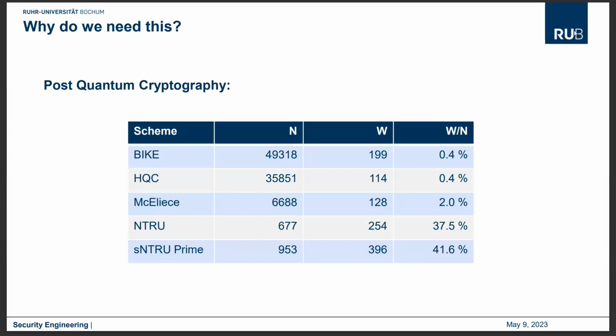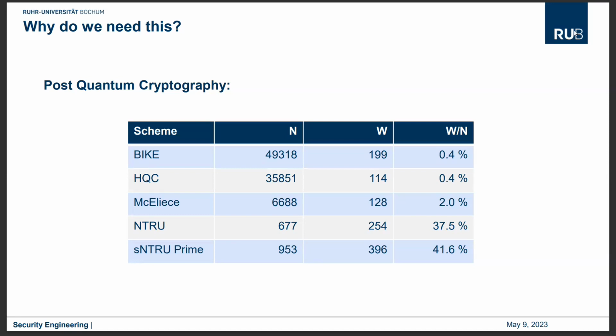So why do we need this? We need it quite often in post-quantum cryptography. There are some relevant schemes that use this with some variety, and the most important parameters are, of course, n and w, and the resulting ratio of w compared to n. For Bike and HQC, for example, we have big n and smaller w, resulting in a very small ratio. For Classic McEliece, we have a medium-sized n, and for NTRU and Streamlined NTRU Prime, n is small and w is greater, resulting in a ratio that is close to 50%.